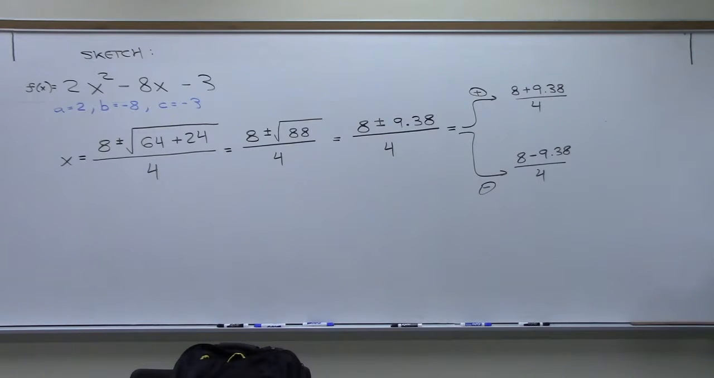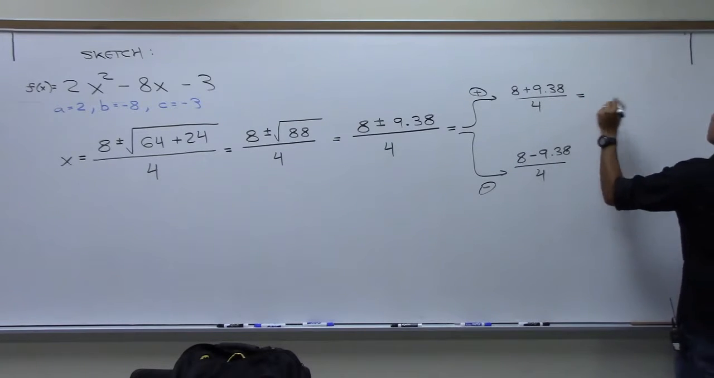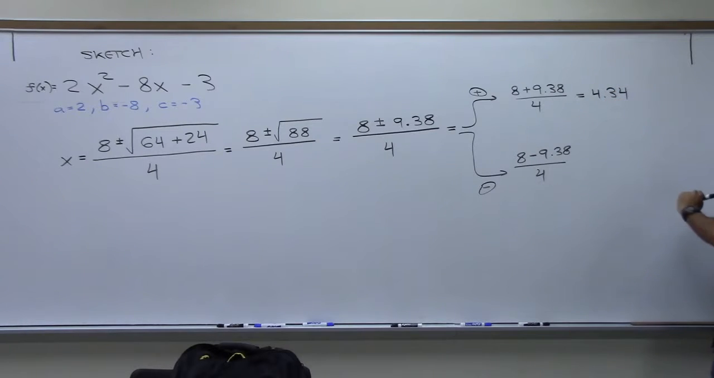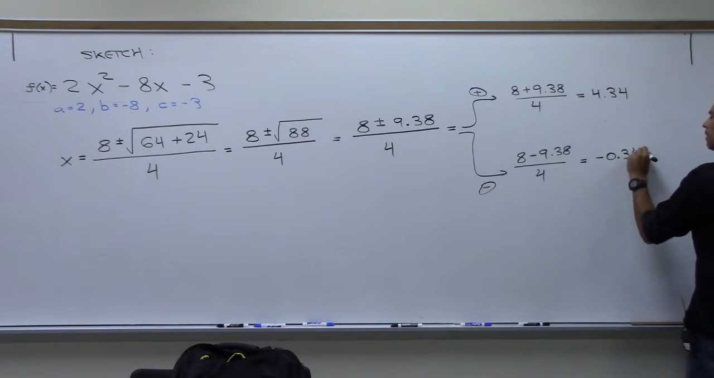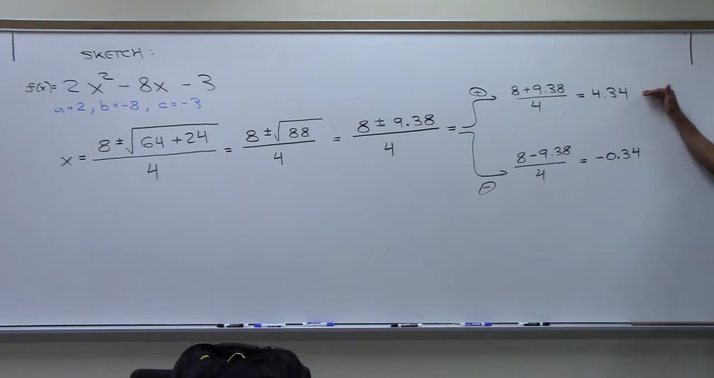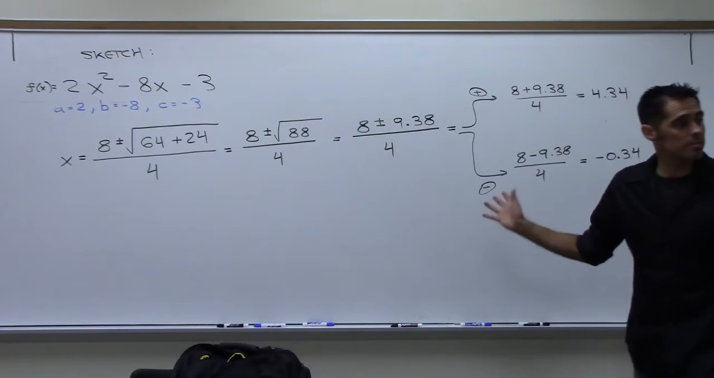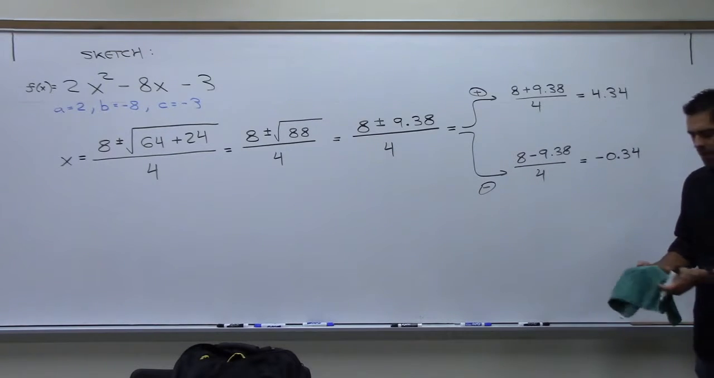Okay. Who has the top one? Anyone? 4 point what? 3.4. Okay. And the other one? Negative 0.34. Anybody agree? Yes? All right. That should be good. Questions? All right.